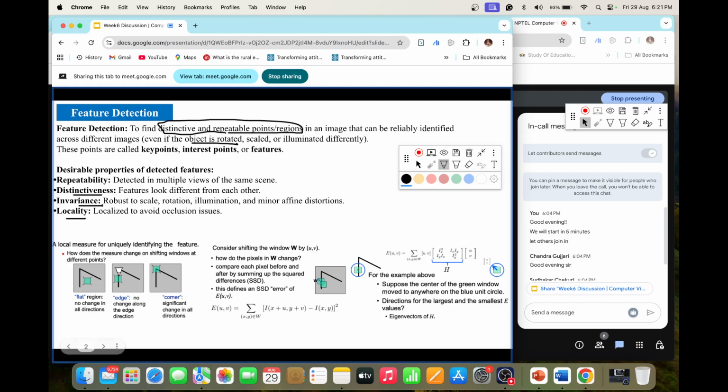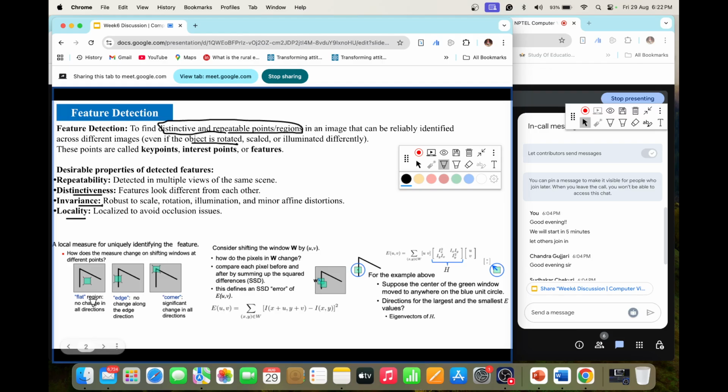Second, if we talk about edges, whenever we move the green window over an edge, there will be change along a certain direction. In the y direction there will be change, but in the x direction there will be no change. That is why this is an edge. But for corners, even if you shift your window in the x direction or y direction, there will always be changes. That is why it is a corner.